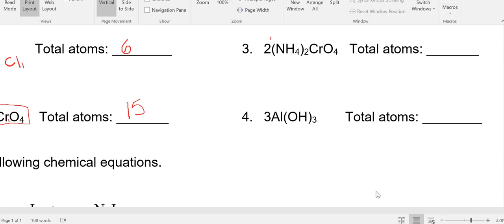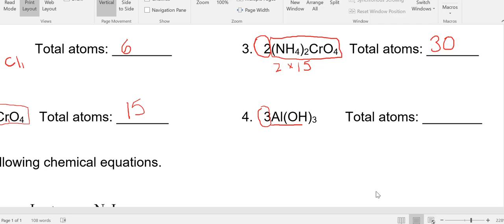Now this is exactly the same formula as we just saw, and if you recall, this has 15 atoms in it. Now the 2 out front here, and for that matter the 3 out front here, this is called the coefficient. And what it does is it takes everything behind it, all the atoms, the parentheses, everything, and it doubles it. So simply takes the 15 and times 2, so the answer here is 30 atoms.